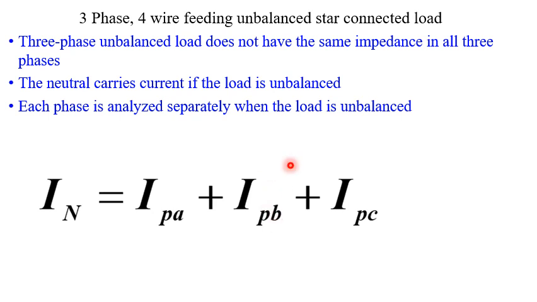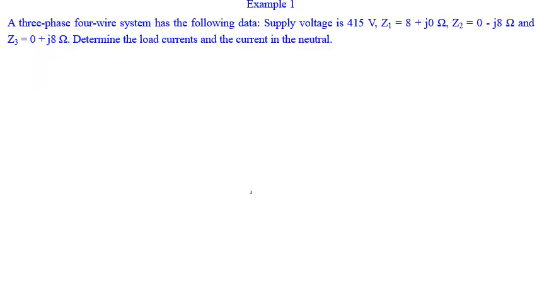So without wasting much time, let me just take an example and we'll see how to calculate it. So our example says a three-phase four-wire system has the following data. Supply voltage is 415 volts. Z1 is 8 plus j0 ohms. Z2 is 0 minus j8 ohms, and Z3 is 0 plus j8 ohms. Determine the load currents and the current in the neutral.